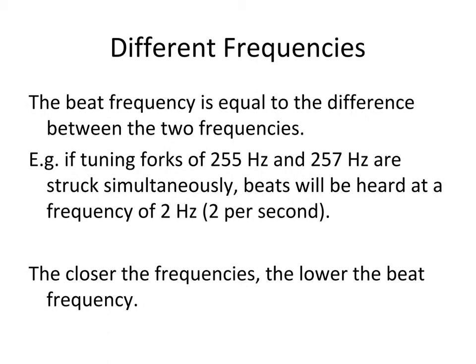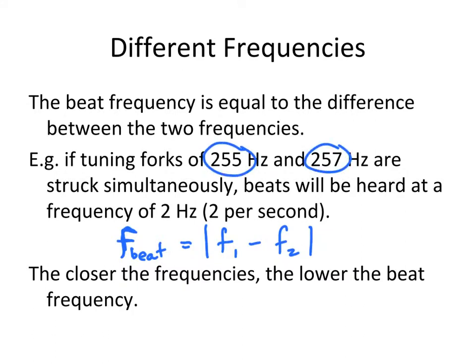So if you wanted to calculate the beat frequency, then you can do so with a pretty simple formula. Beat frequency is equal to the absolute value of f1 minus f2. I should have made that a lowercase f. Lowercase f for frequency. There we go. So beat frequency equals the absolute value of f1 minus f2. So we subtract the two values in this case.